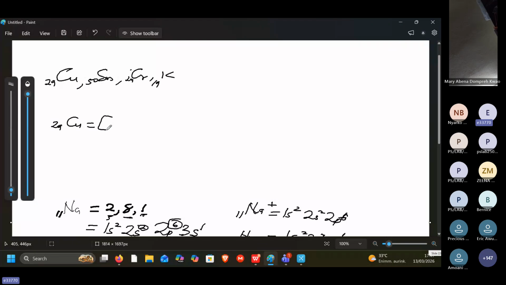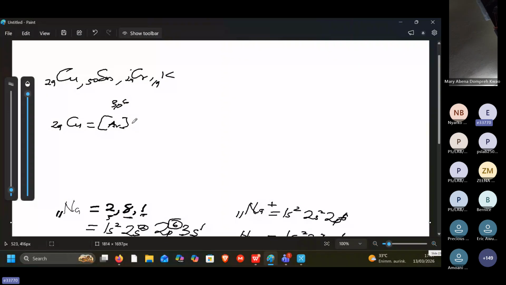I think it's argon. Yes, and argon should be ending with 3P. Is that correct? Yes. So that's the periodic table I drew for you. Once you know the position, argon will be ending with 3p6.